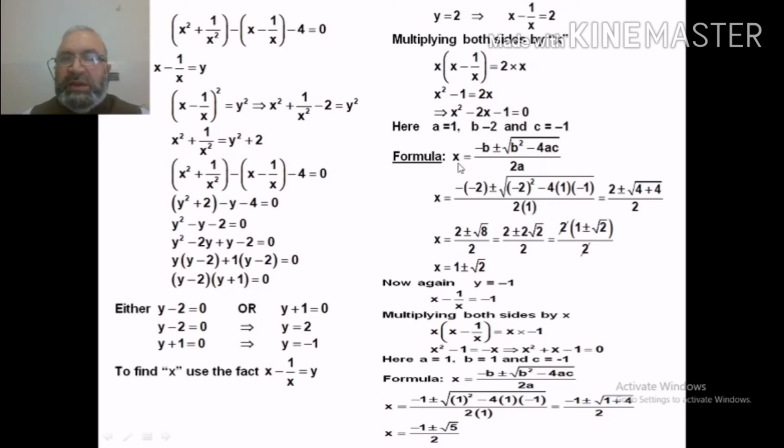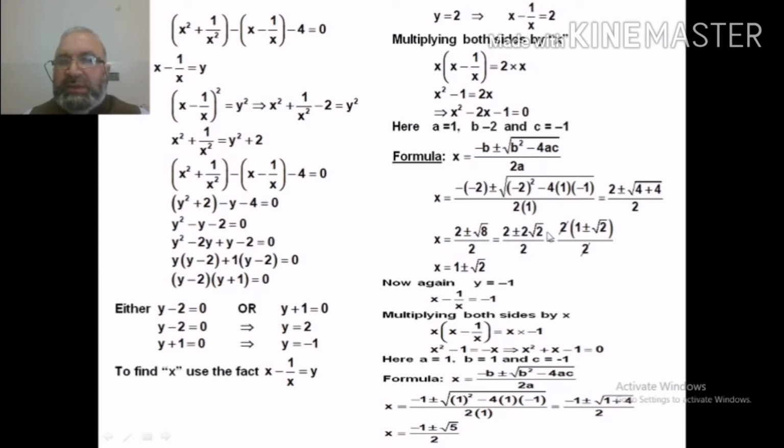By putting in the quadratic formula, x is equal to minus b plus minus square root of b square minus 4ac divided by 2a. Putting these values, we get 2 plus minus square root of 4 plus 4 divided by 2, or 2 plus minus square root of 8, and simplifying 8, we get 2 under root 2. In making factors of 8, 2 multiply by 2 multiply by 2, so one factor is common. So we get 2 under root 2.